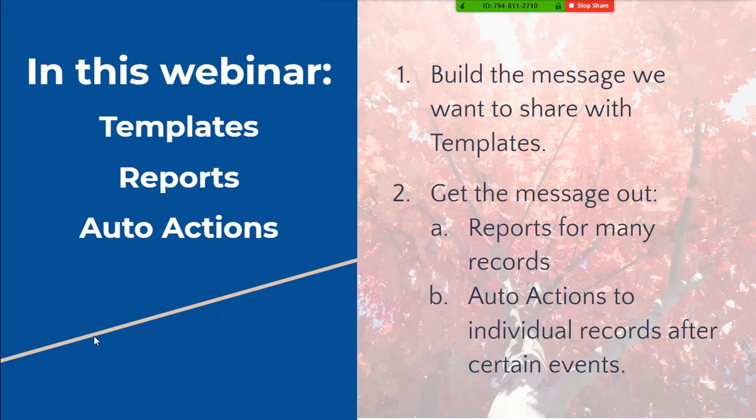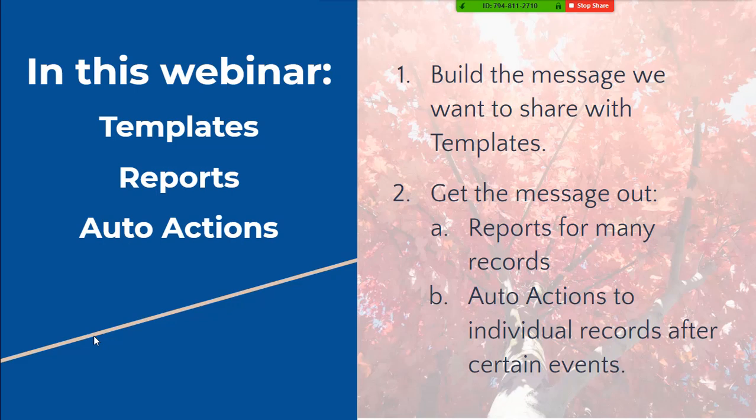after time. In order to share the message, though, you're going to use reports for sending to many people, or auto actions can be used if you want to send to individual records, like when something happens in your process and you need to communicate, instead of transitioning to your email account and finding that email and copy pasting and sending. It's quite a process to transition away.